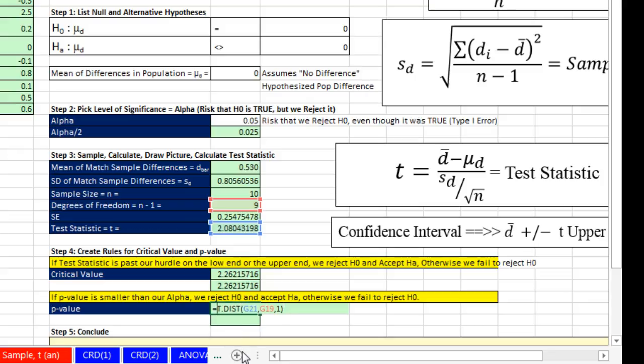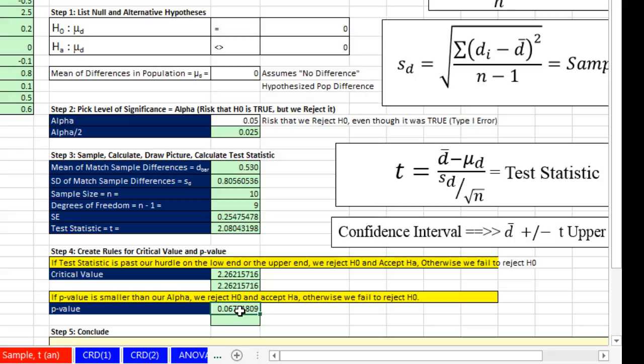Now remember, this will give me all the probability up to that point. I really want the amount on the upper end, so I say 1 minus. Now remember, this is a two-tail, so in fact, we have to double that. Times 2, and this is where it gets kind of tricky. This is the method we've been consistently using, so we are going to do it. Close parentheses. That makes the minus happen before the times 2. And that's our p-value that we compare to our original alpha of 0.05.